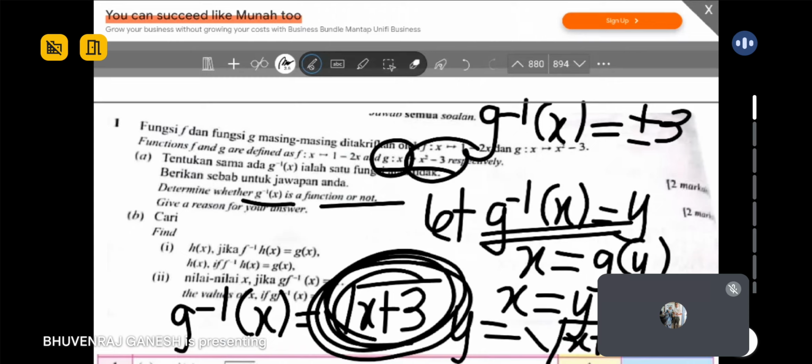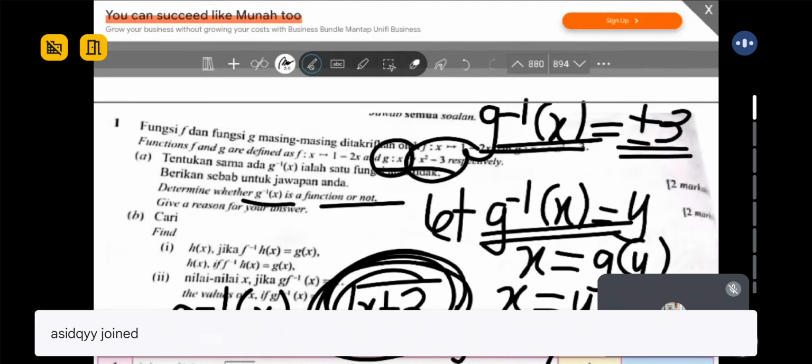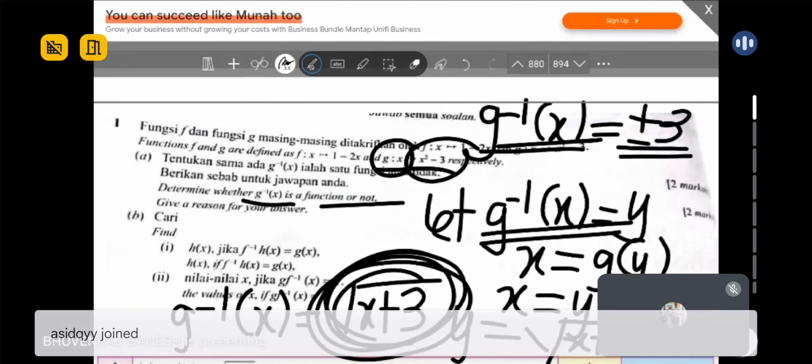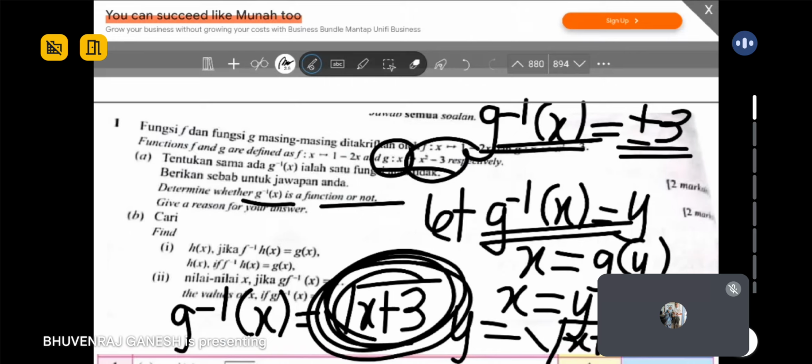So maksudnya sekarang ada 2 image. g inverse x, you have 2 image. So when you have 2 image, is it inverse function, guys? Adakah dia fungsi songsang kalau ada 2 image? May I know? Yes or no, guys? Cuba respon. If I have 2 image, adakah ini boleh dipanggil fungsi songsang ke tak?